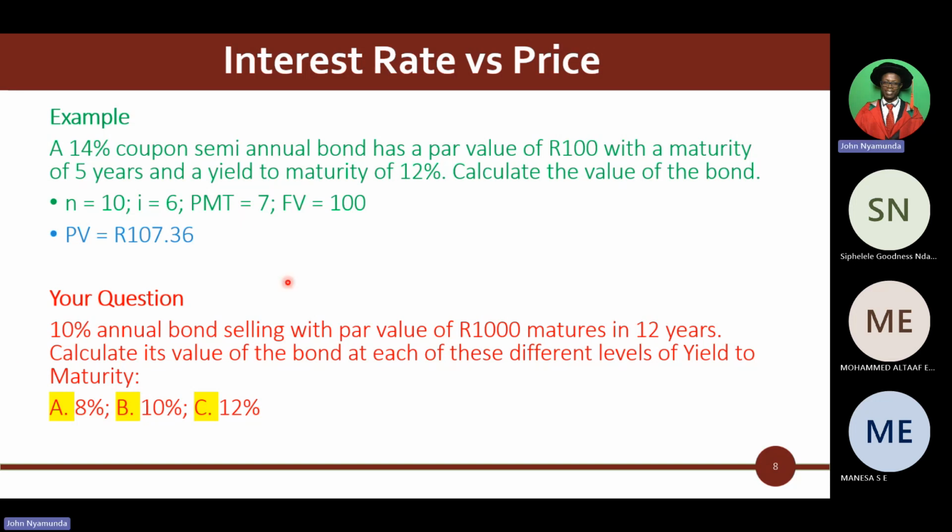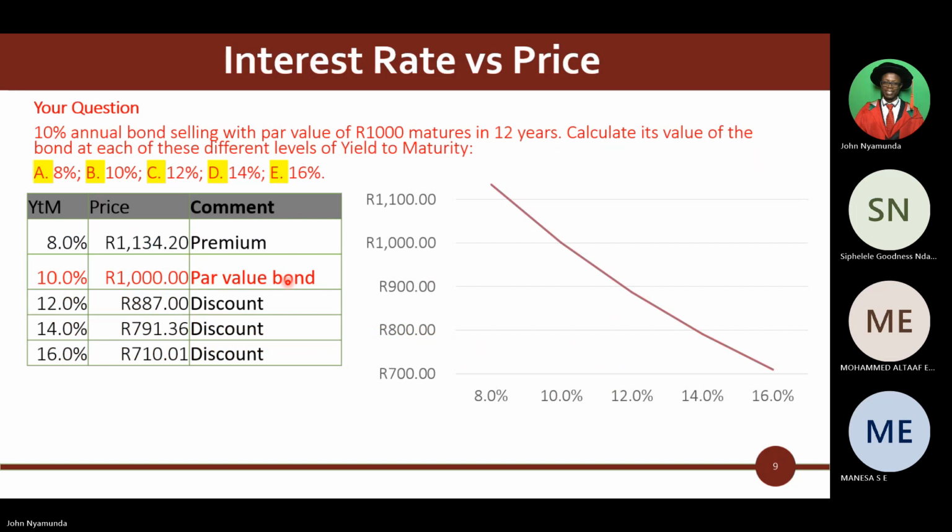Okay, ladies and gentlemen. Aha. Why do we have a difference now? So for 8%, 1134. And Manessa and Mohammed got 1150. 1000, of course, we are agreeing there. 1876, 876. Why do I have a different number?